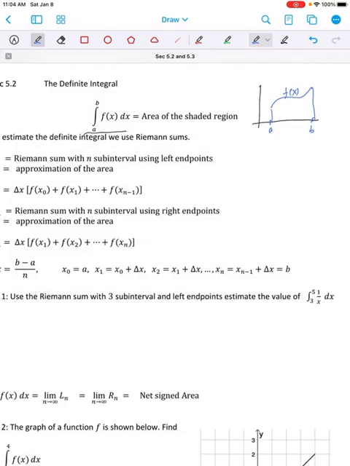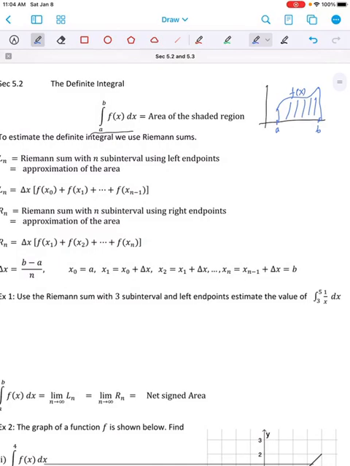So it is bounded above by the function f of x and below by the x-axis, and on the sides by the lines x is equal to a and x is equal to b. So this is the region whose area is given by this definite integral. Note here the function is above the x-axis. So when the function is above the x-axis, this integral gives us the total area between the function and the x-axis. So how did we estimate this sum?